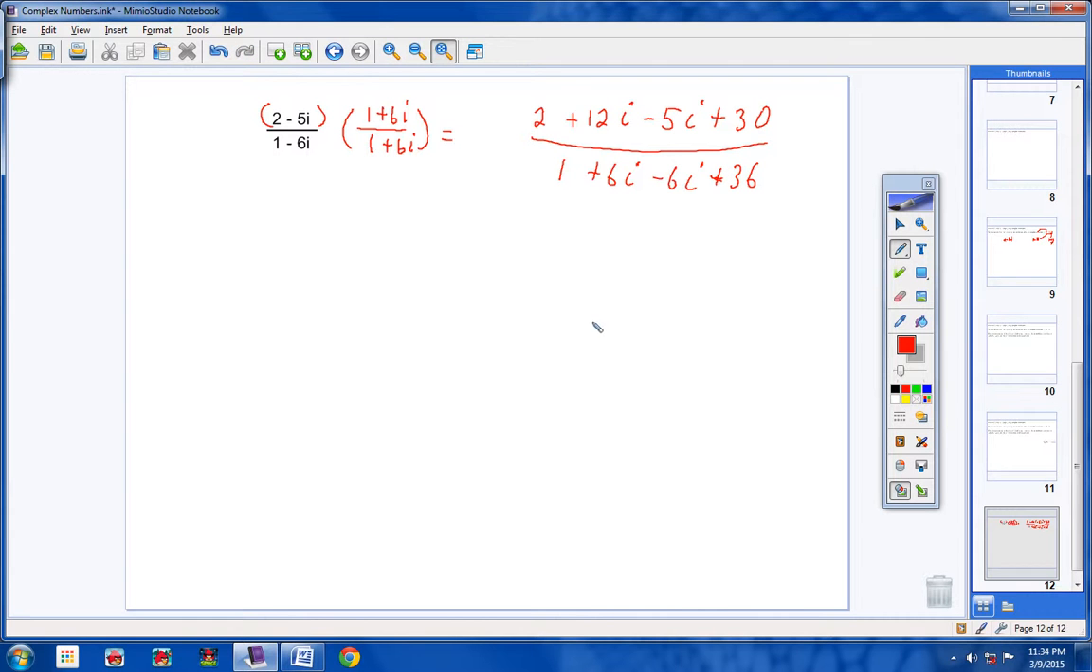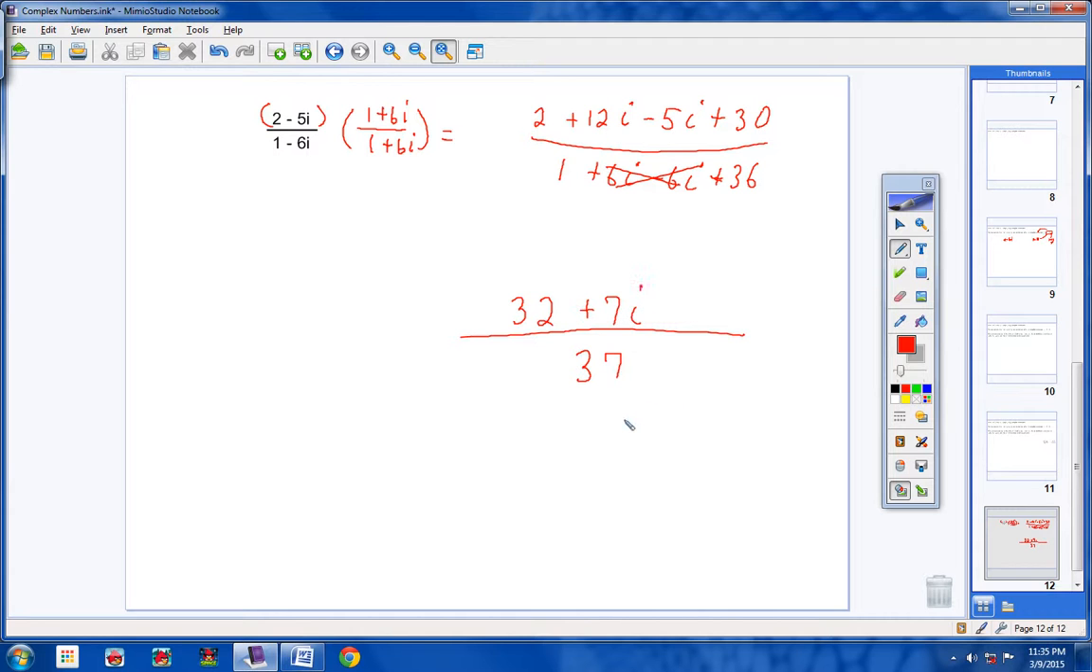Alright? Now, the reason we use the conjugate: whenever you multiply a complex number times its conjugate, the middle terms cancel out. So I'm simply left with 1 plus 36, which is 37. Now your numerator is 2 plus 30, 32. And then 12 minus 5 is 7i.